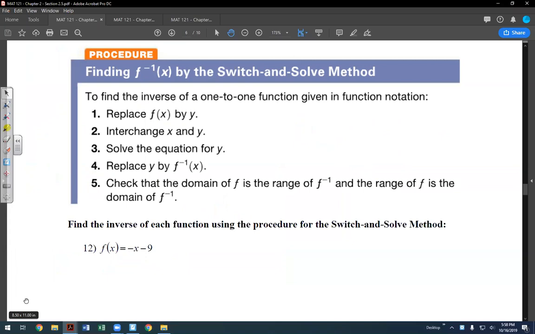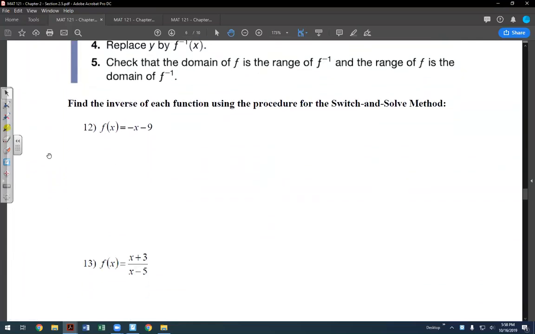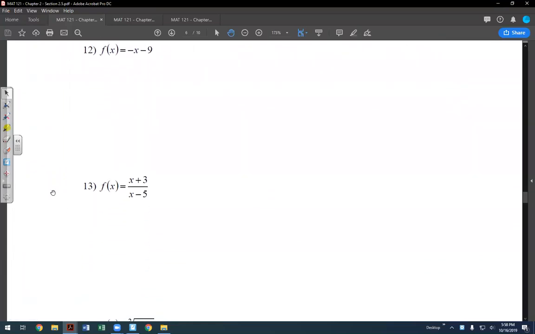Any questions on number 12? Do you at least understand the process of how we need to go about doing this? Okay, so let's take a look at number 13 here.